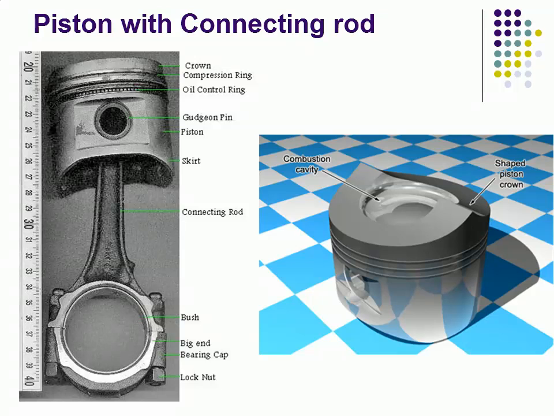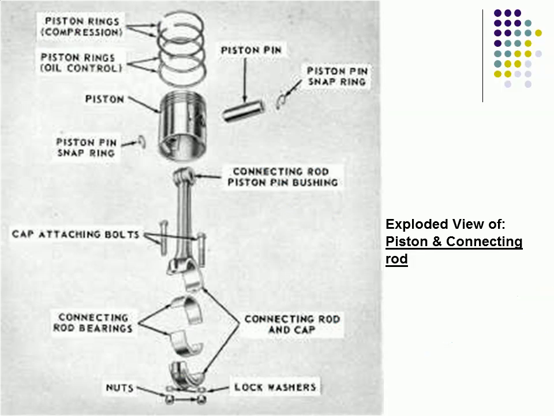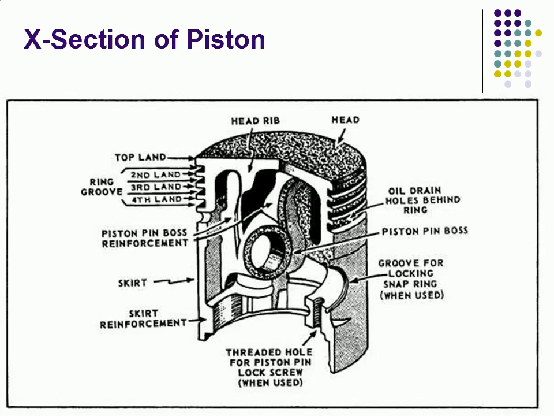On the right side you can see the picture of piston, the top view of a piston. This is an exploded view of piston and connecting rod. This again is a cross-sectional view of piston, in which you can notice the different parts of a piston.